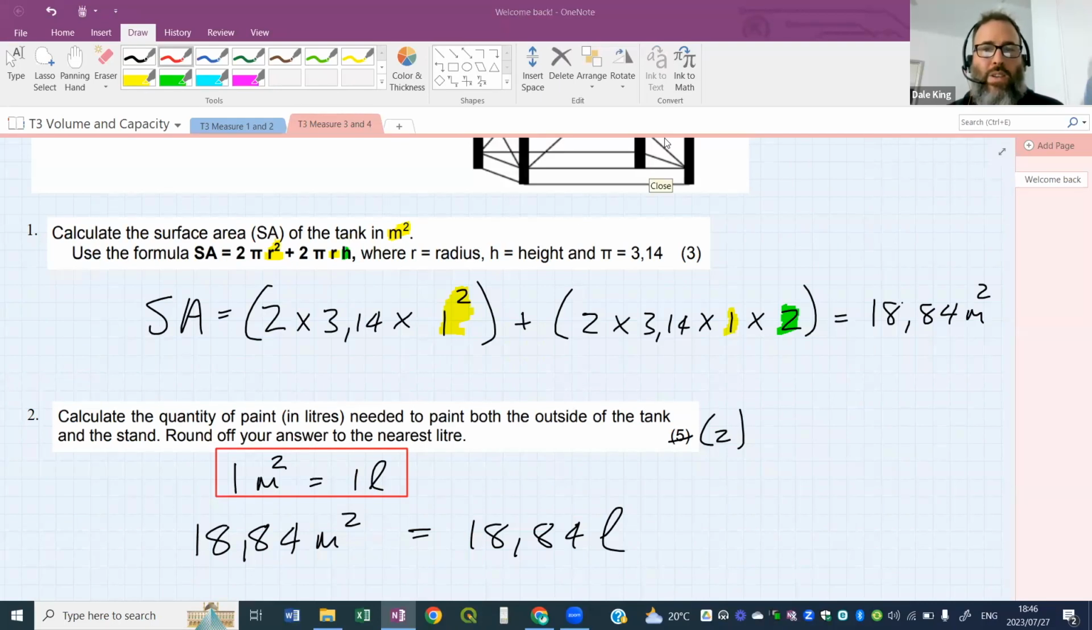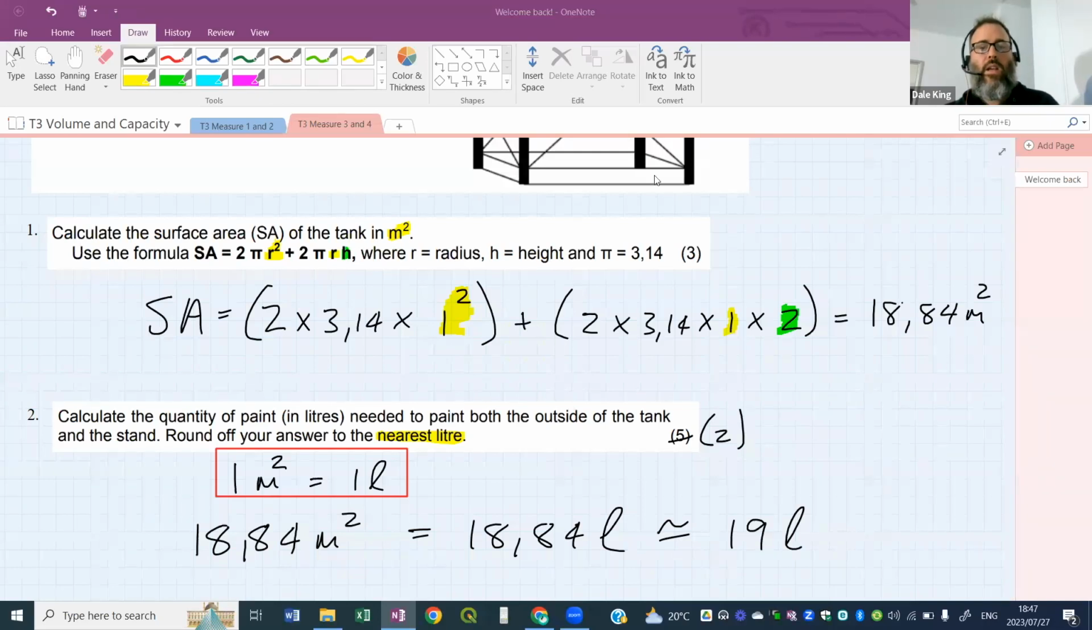Ah, Lutando is hitting back with, hold on, sir. You're not done. Don't rush off now. You're not done, because they said to the nearest liter, which means we need 19 liters. Thank you, Lutando.